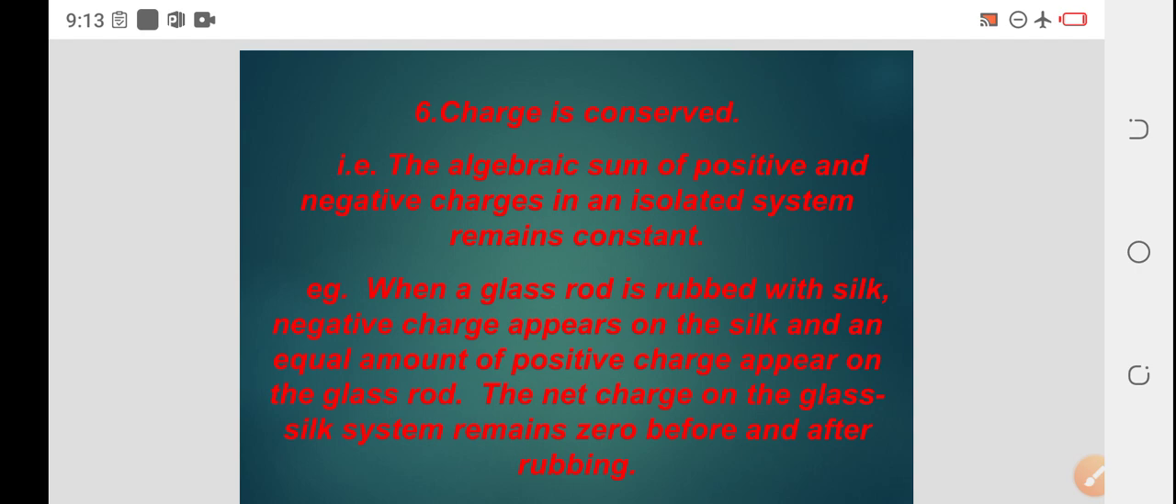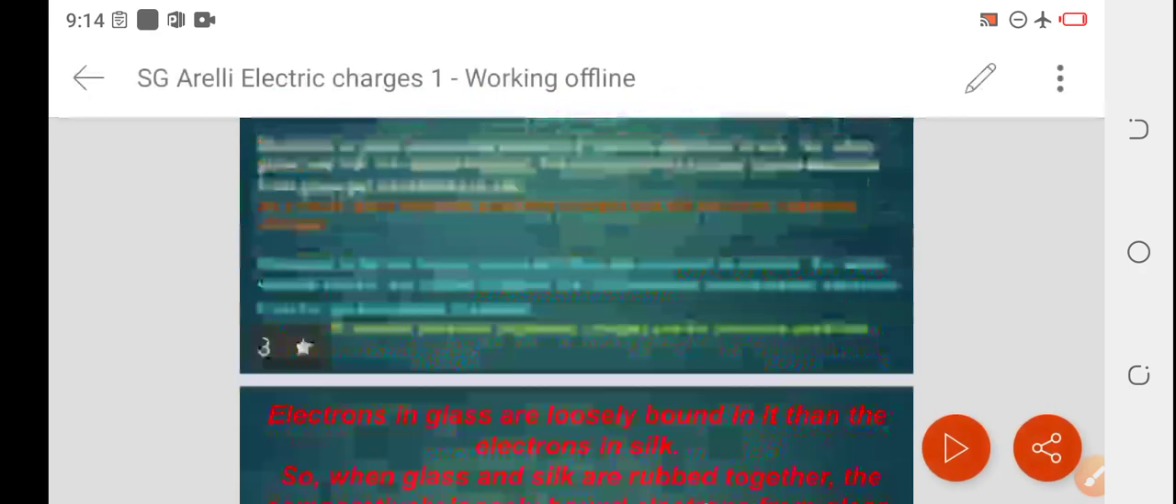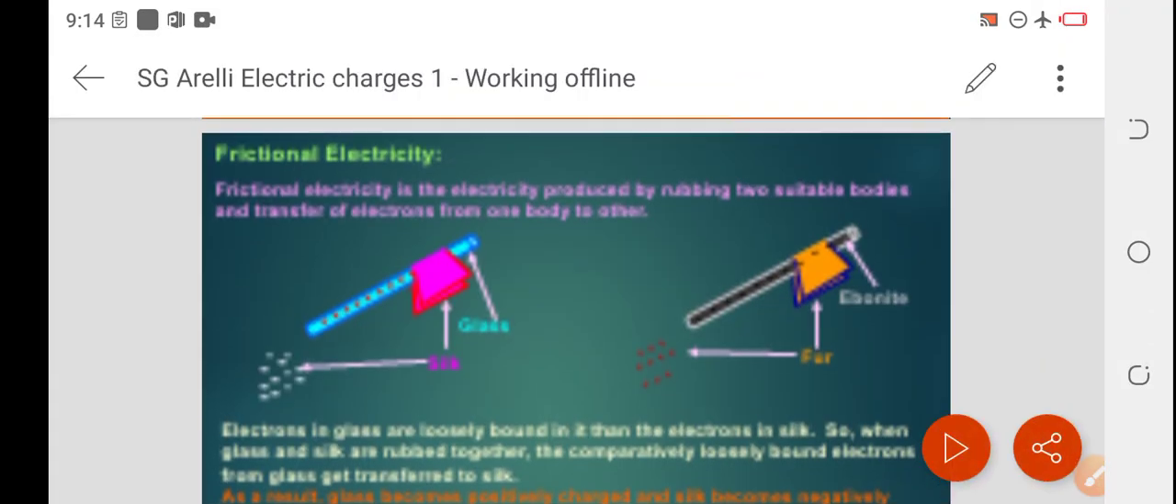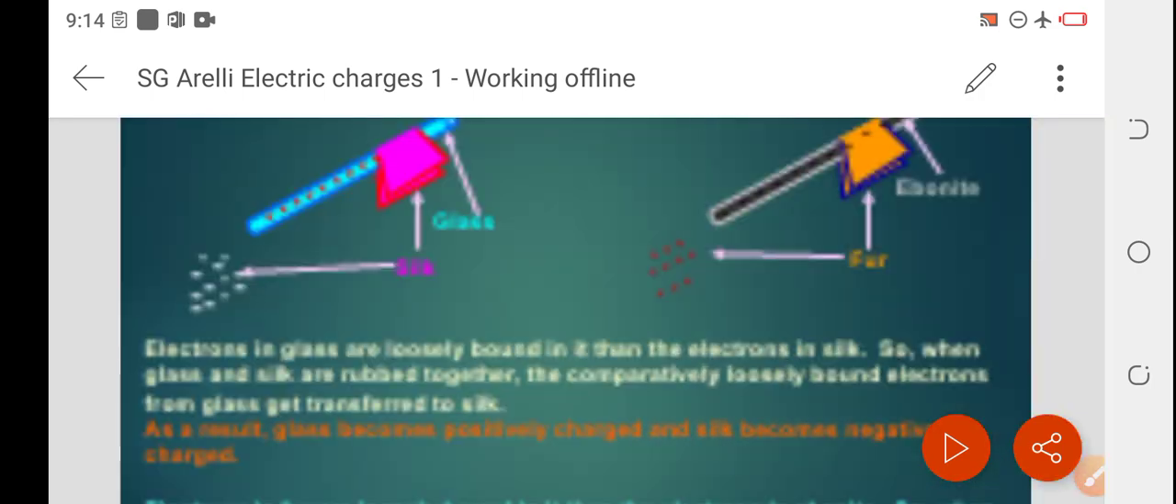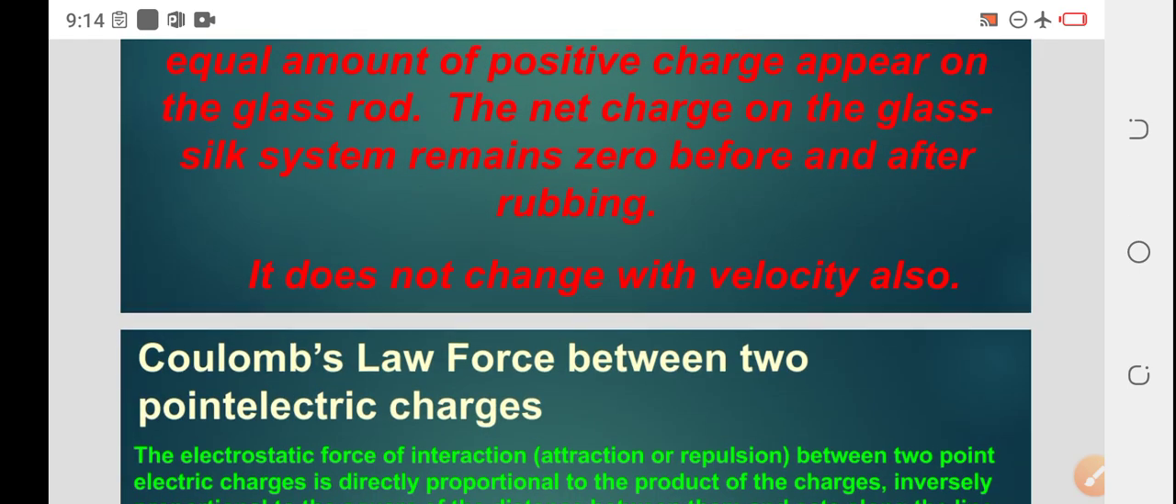That means you can see clearly with the example: when a glass rod is rubbed with silk, negative charges appear on the silk and an equal amount of positive charge appears on the glass rod. The net charge on the glass and silk system remains zero before and after rubbing. You can see figure 1. On the glass rod you will see positive charges, and on the silk cloth you will identify negative charges. So this is about the meaning of this conserved nature.